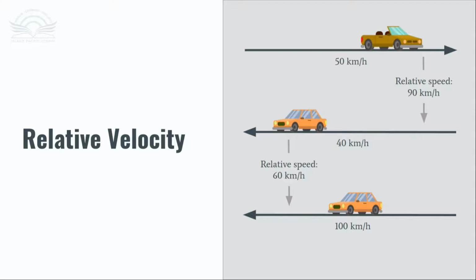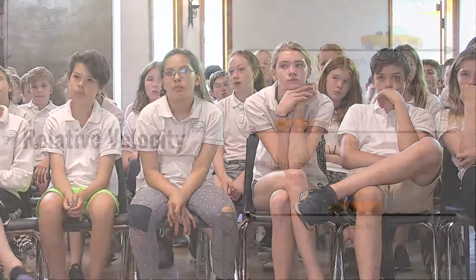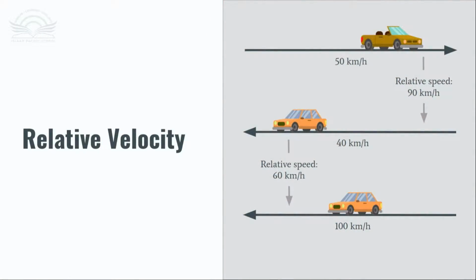Now let's forget about car 1, and let's add a third car. It's down here, and it's moving at 100 kilometers per hour, relative to something at rest, in the same direction as car 2. Their relative speed is 60 kilometers per hour, because they are moving in the same direction, so the speeds are subtracted. Meaning that if car 2 was ahead to begin with, car 3 would be approaching it at 60 kilometers per hour.